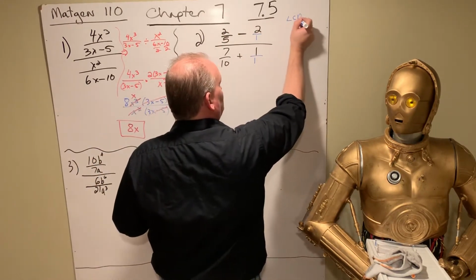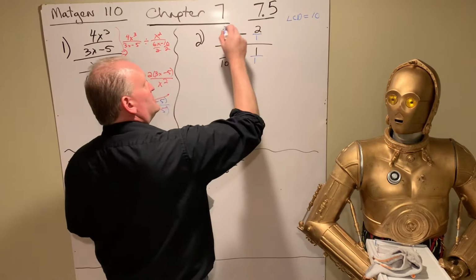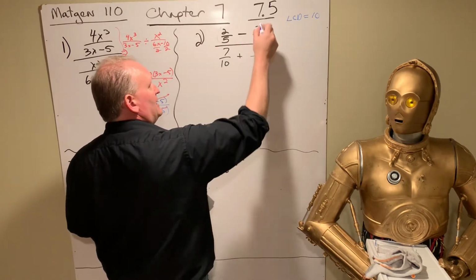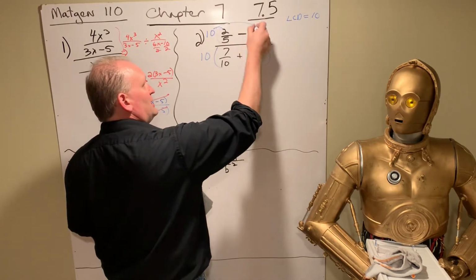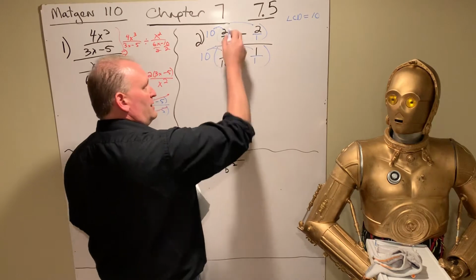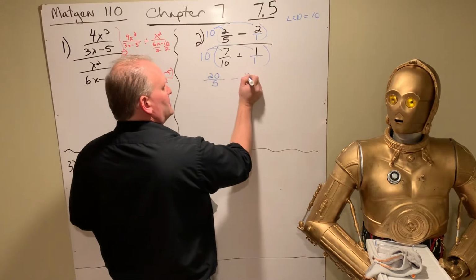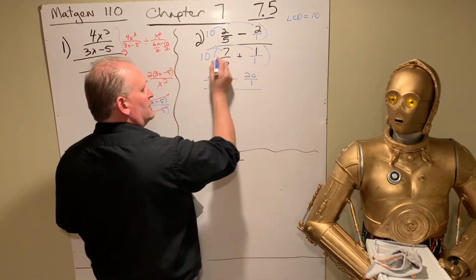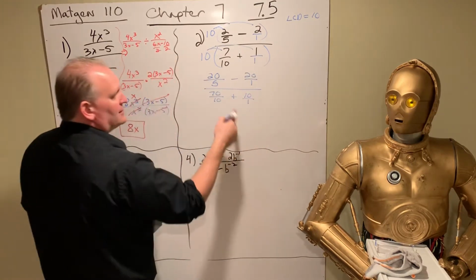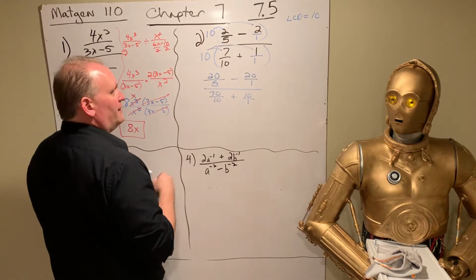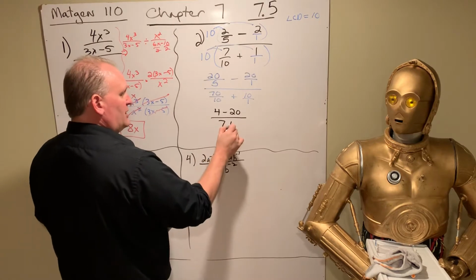So in this case, the LCD is 10. 5 and 10 go into 10. And so we're going to multiply the top by 10 and the bottom by 10. But when we do that, essentially, it's just going to hit every term like 10 over 1. So look, this becomes 20 over 5 minus 20 over 1, over 70 over 10 plus 10 over 1. And so now look, we end up with 4 minus 20 over 7 plus 10.